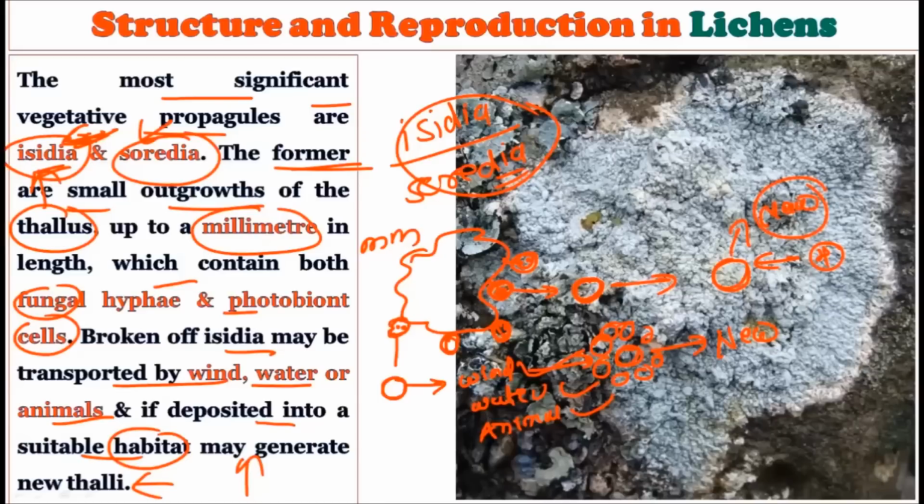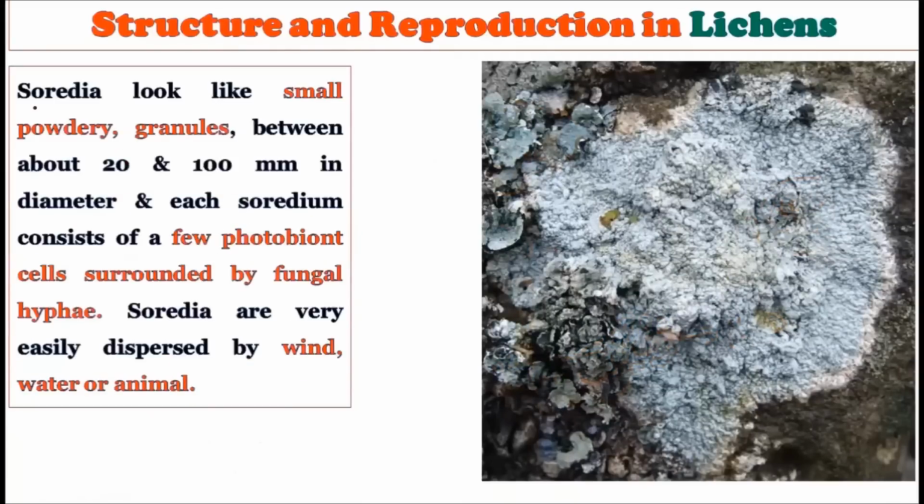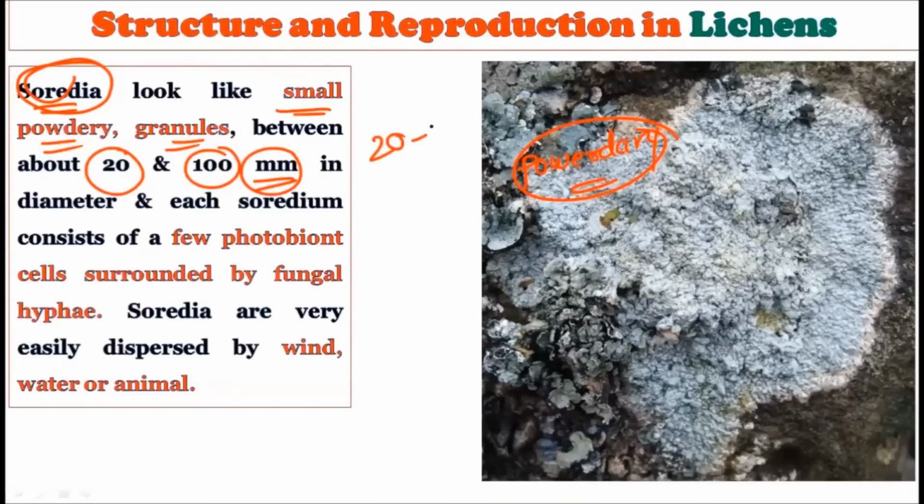Okay, so this is all about the isidia. Now consider the second one. The soredia look like small powdery granules. Observe in this structure, powdery granules are created in this particular lichen, and these powdery granules are called soredia. Generally they are larger than the isidia, between 20 to 100 micrometers in length.